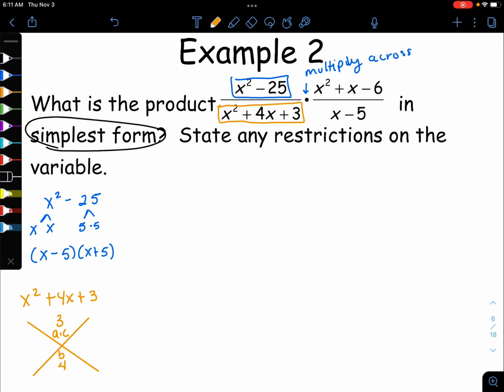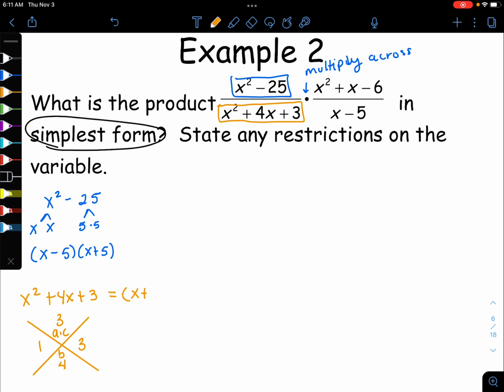If you find the factors of this, you would get 1 times 3. So 1 times 3 is 3. 1 plus 3 is 4. So it's like a puzzle. And since a is 1, I can just write it as x plus 1, x plus 3. The plus 1 comes here, plus 3 is here.